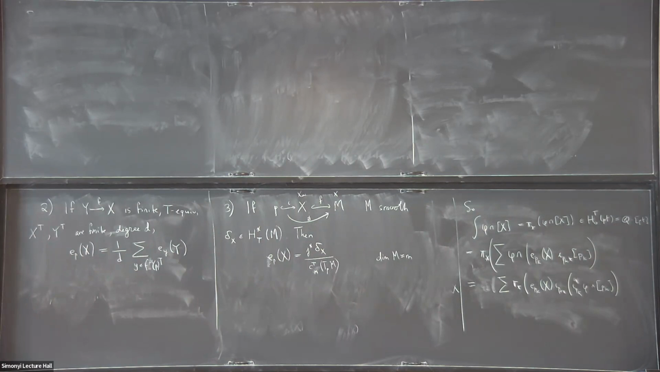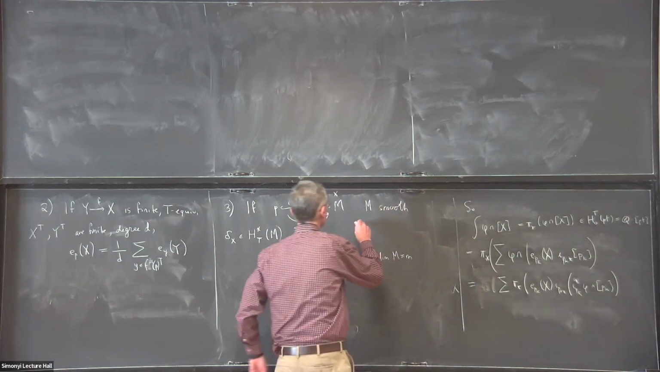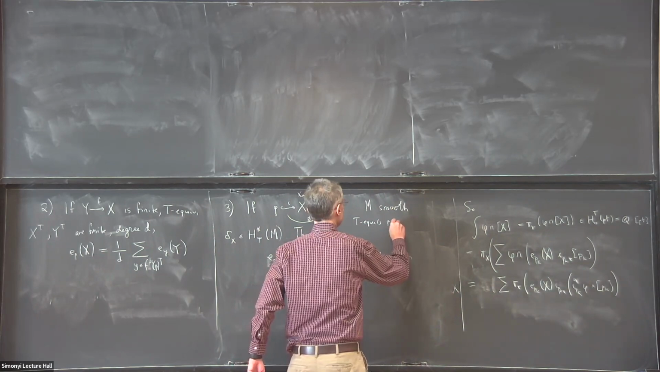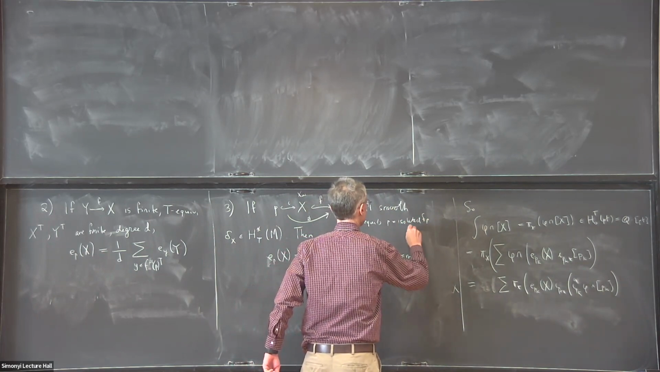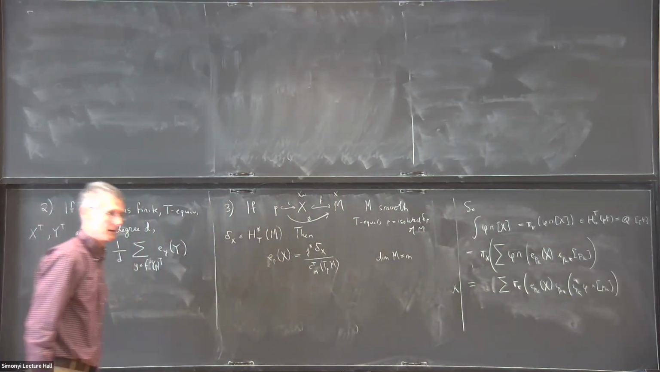So in 3, you're assuming there's a T action on M. Yeah, everything here is T-equivariant. And so p is an isolated fixed point. It's a closed embedding.